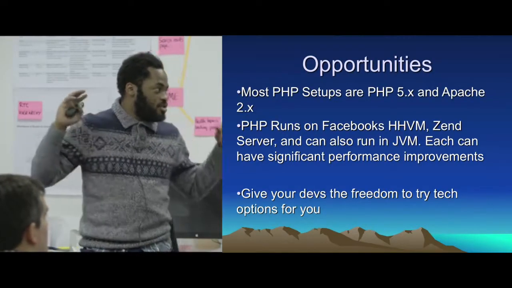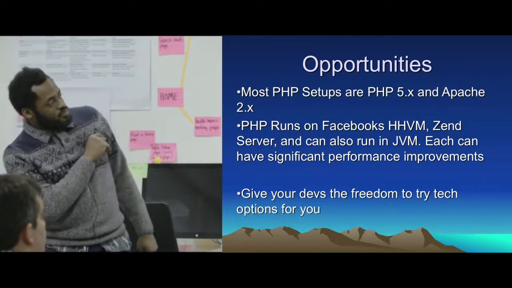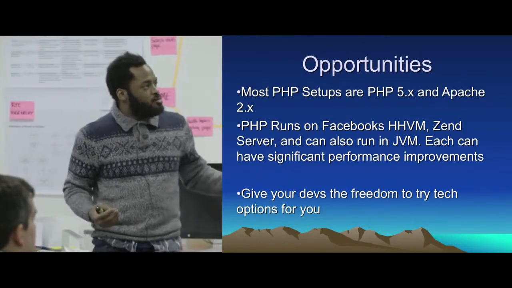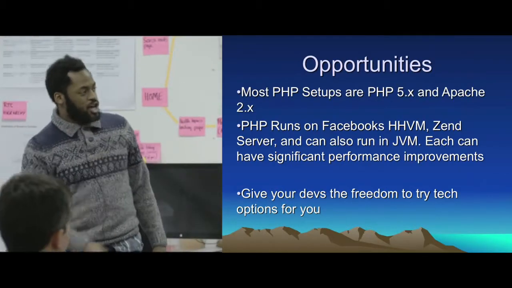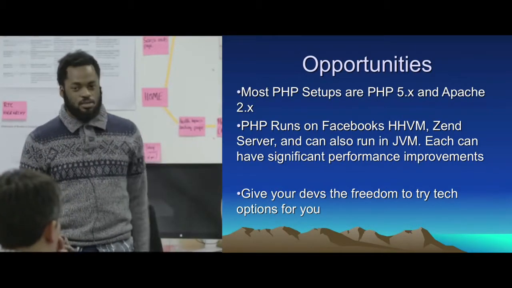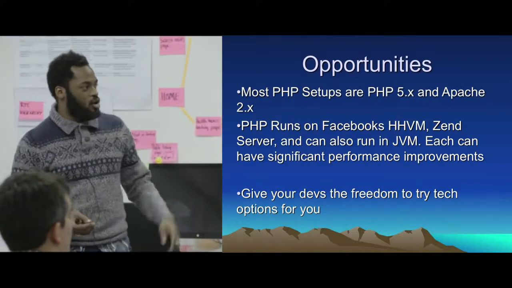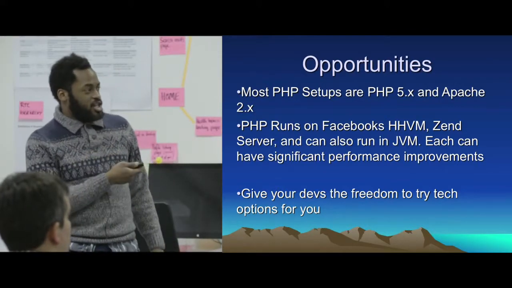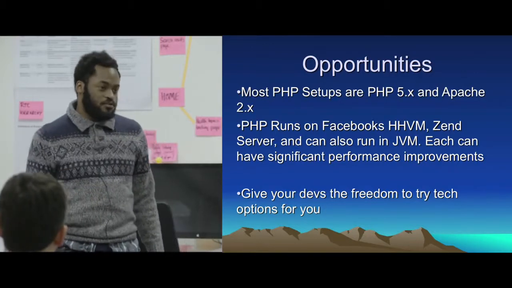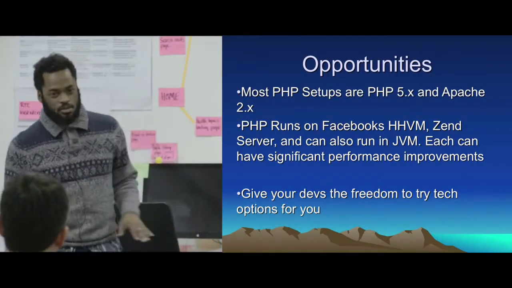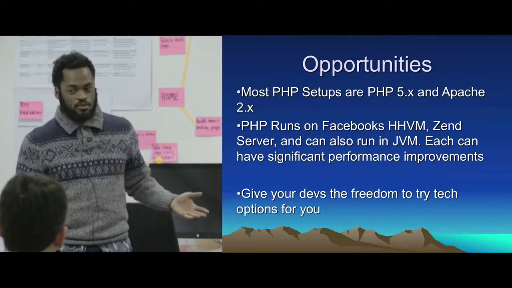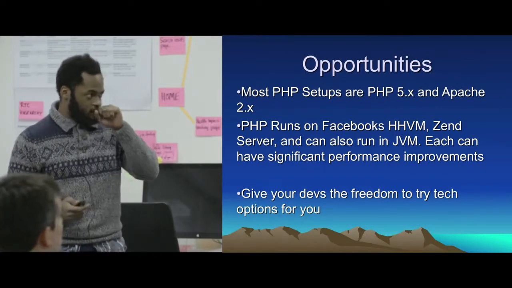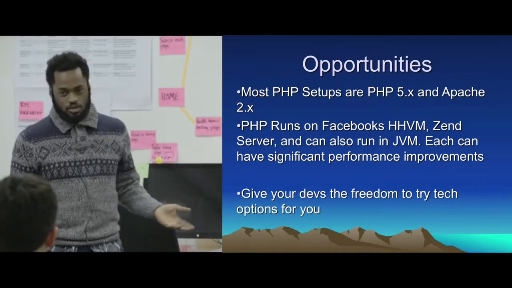Opportunities that hopefully you can take from this. The opportunities I'll go for are the web server based ones. Most PHP setups are running on PHP 5 and Apache 2 point something, probably over 90%. But it also runs on HHVM, which is a virtual machine that Facebook have written, and in fact all of Facebook's PHP, which is all of their front end sites, are running on HHVM and not on PHP servers. It's really, really fast. It's a virtual machine for PHP.